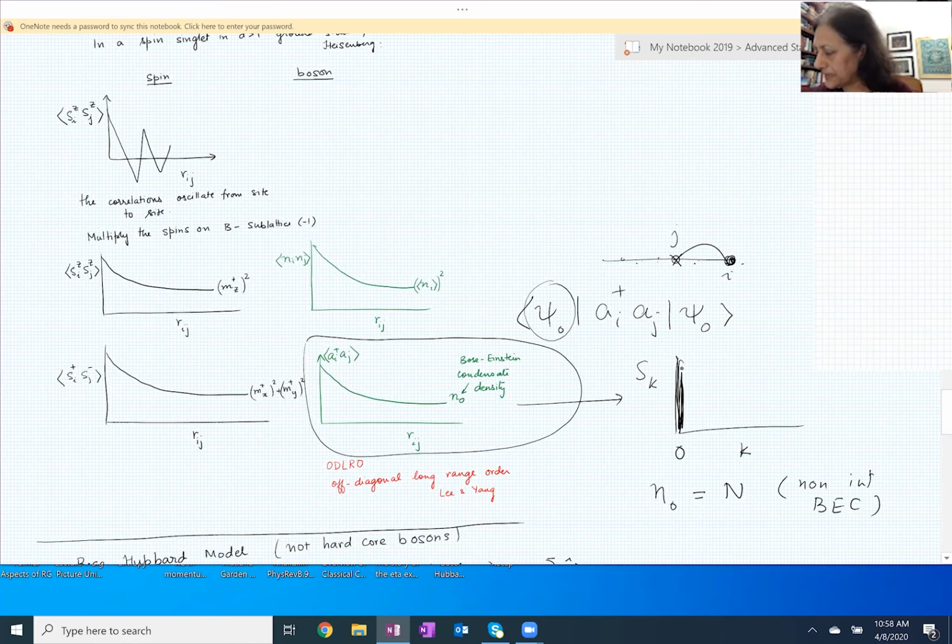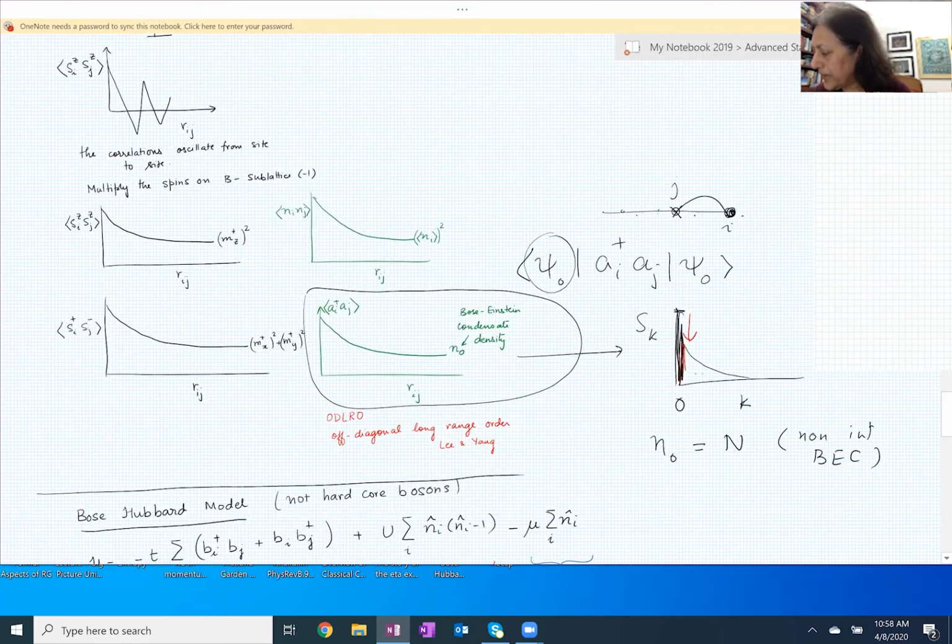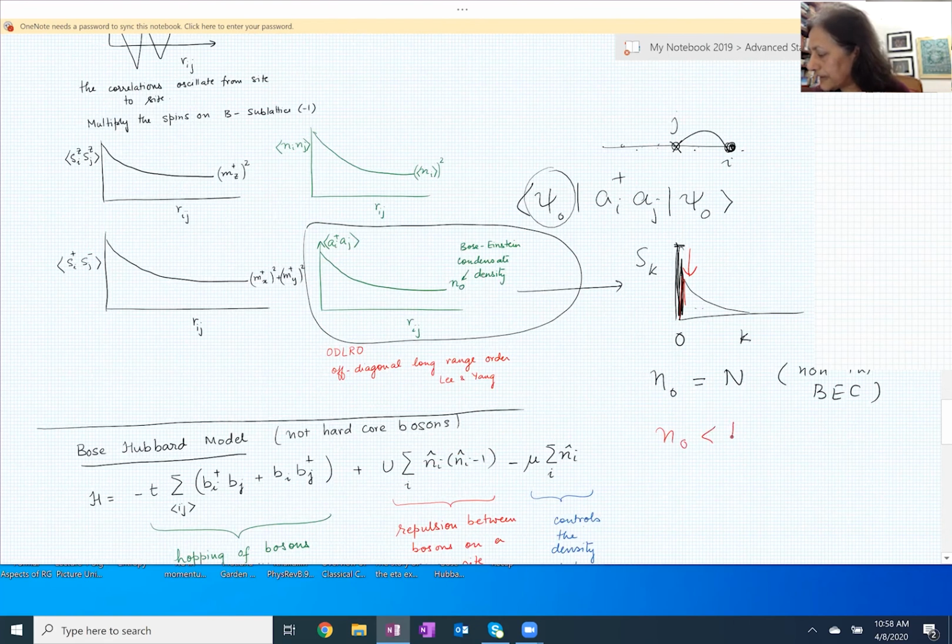So you get something like this. Higher momentum states are occupied. This peak is not N0, but is depleted. It becomes less than that. This peak is going down to something here. So N0 is less than N in an interacting BEC.